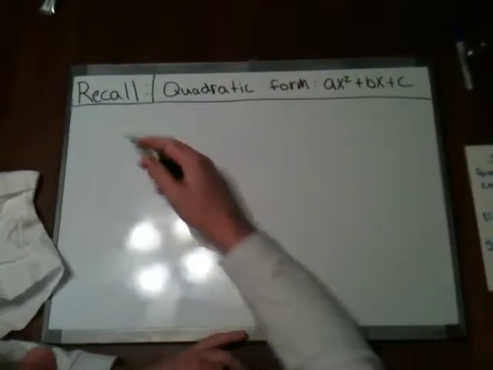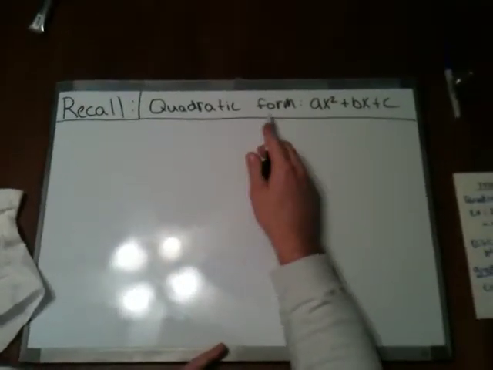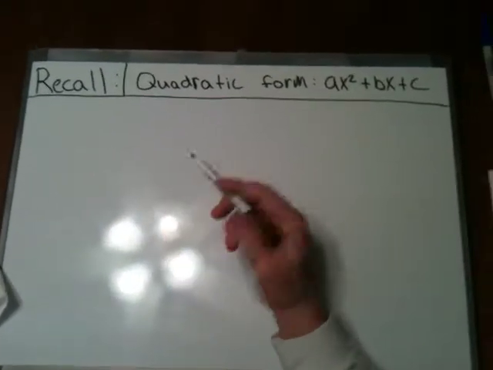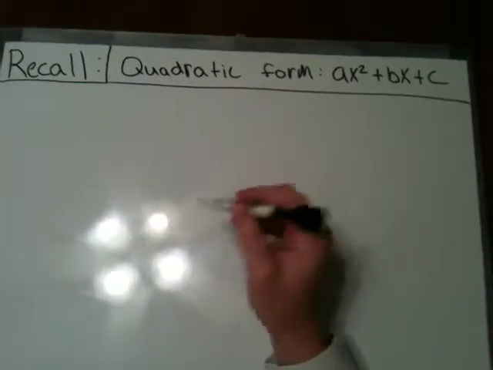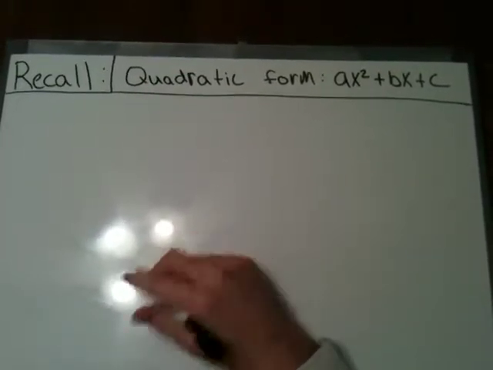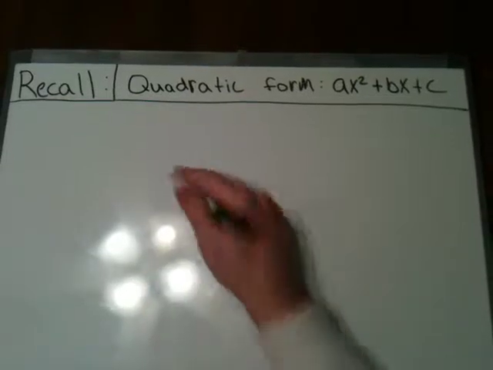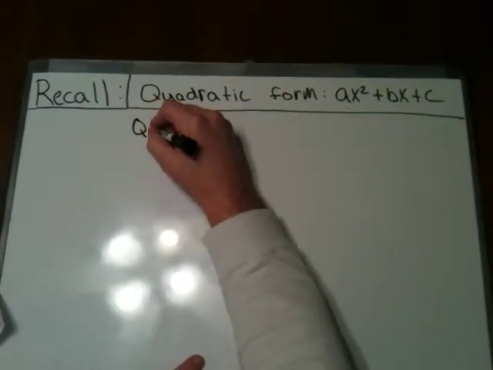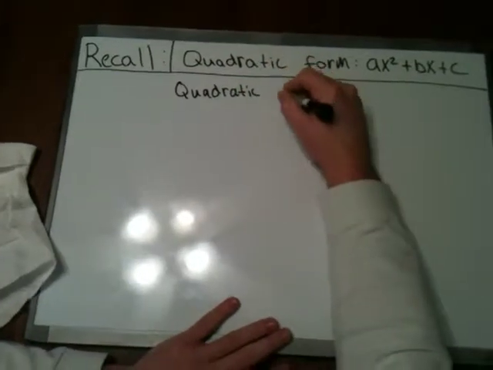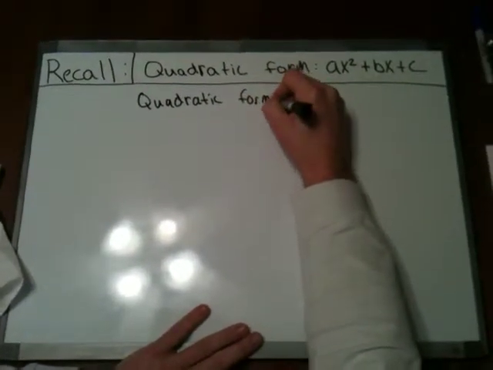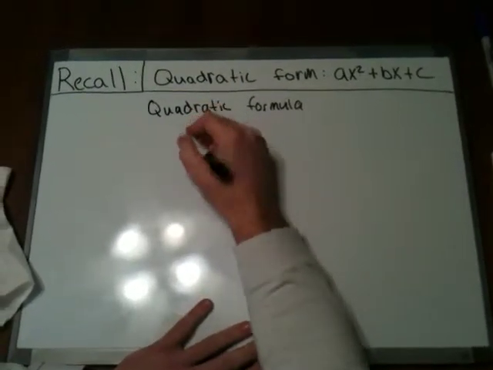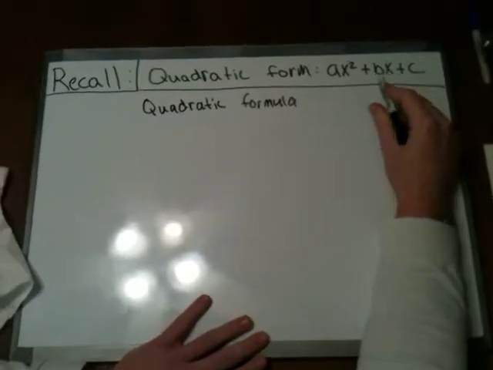So recall, from our last class, this is the quadratic form, ax squared plus bx plus c. We've been using this form for the last chapter, chapter 4 and chapter 5, and we've been factoring. Now we're running into a problem where we cannot factor a quadratic. In this case, we need the quadratic formula. Quadratic formula is used when you cannot factor, when you cannot find combinations of c that add up to b.